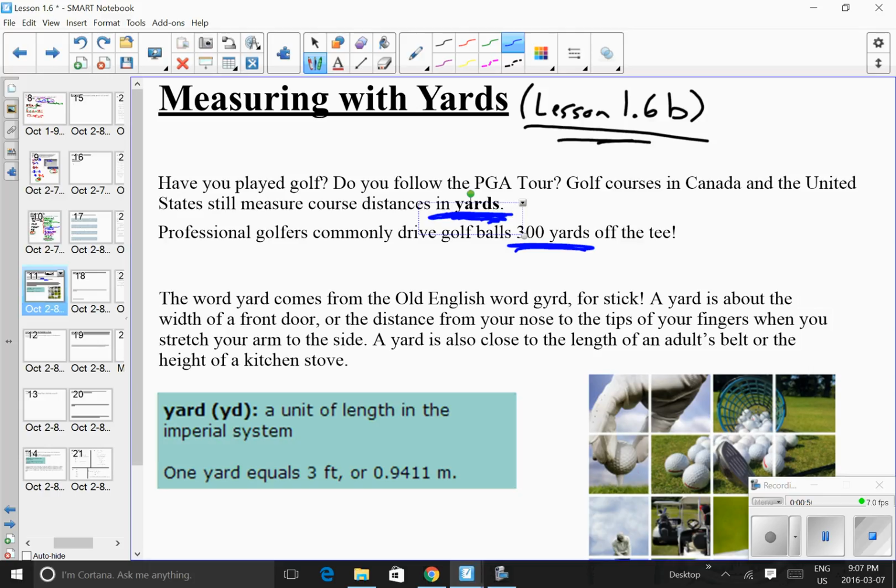So just to give you a referent for about how far a yard is, it is about the width of the front door, or the distance from your nose to the tips of your fingers when you stretch your arm to one side. It's also pretty close to the length of a belt or the height of a kitchen stove. But if you want to know exactly what it is, 3 feet or 0.9411 meters.